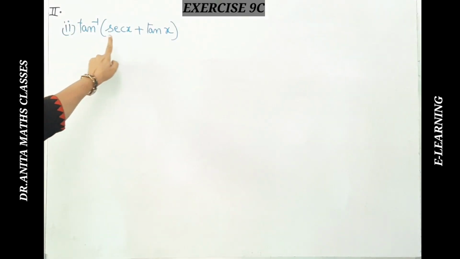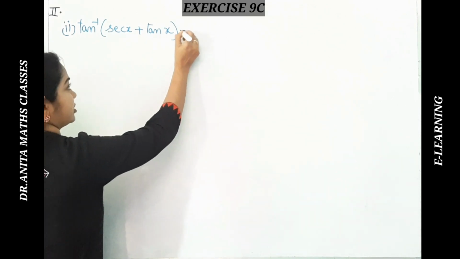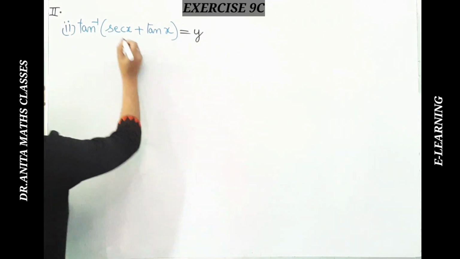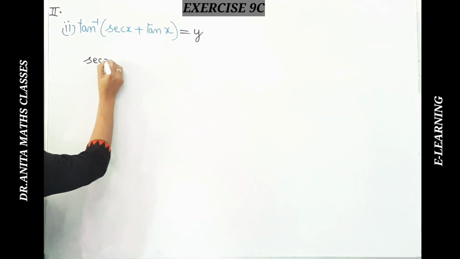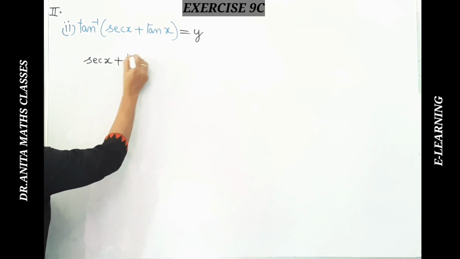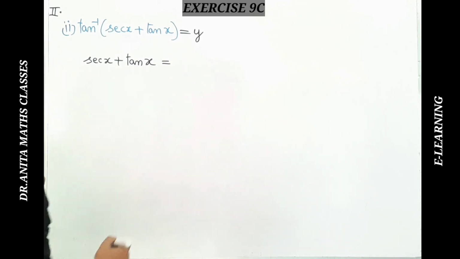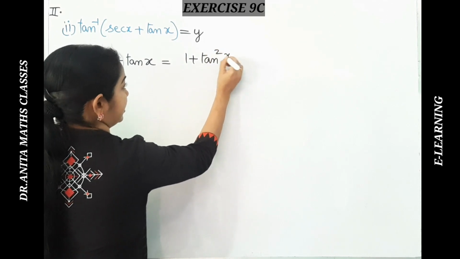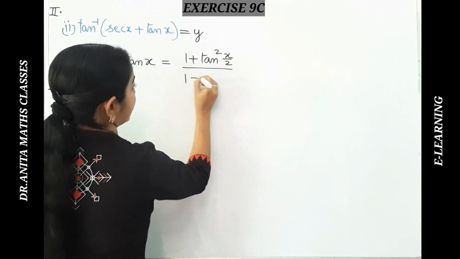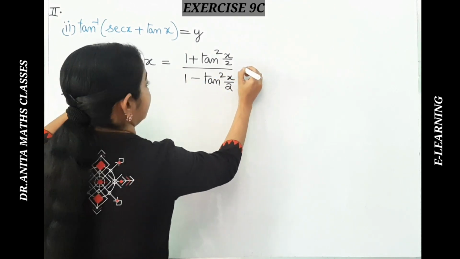Pause it and note the next one: secant x plus tan x. So we will resolve this, then we will proceed to the inverse. So this is the y function, let us take it as y. Let us take only this part, secant x plus tan x. This secant x, in the form of half angle formulas, we can write as 1 plus tan square x by 2 divided by 1 minus tan square x by 2. Here plus is there.